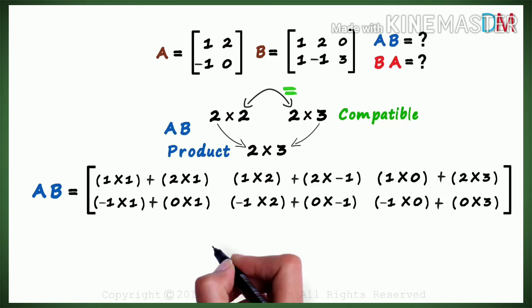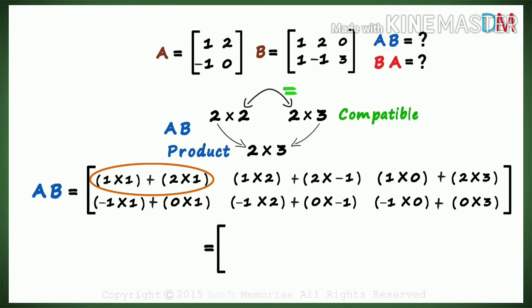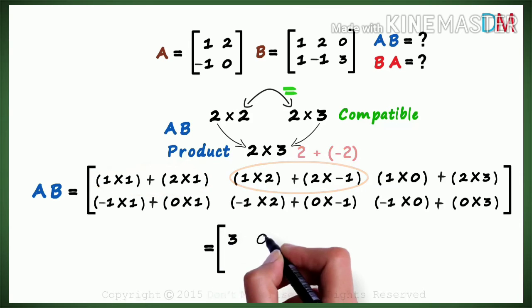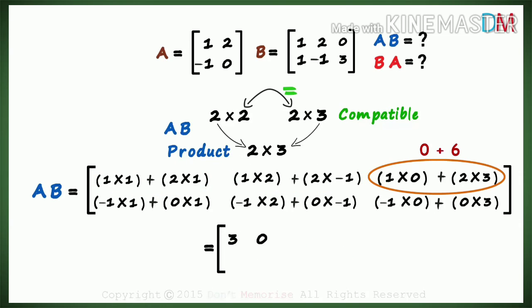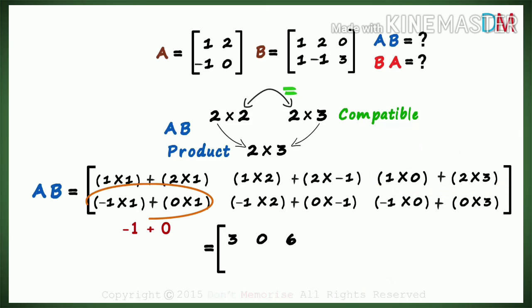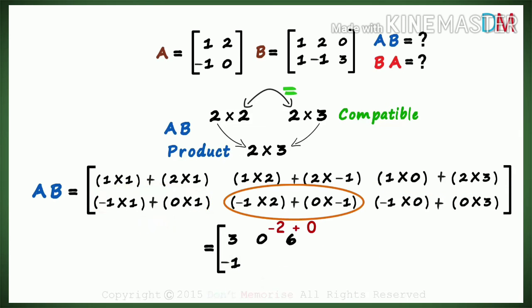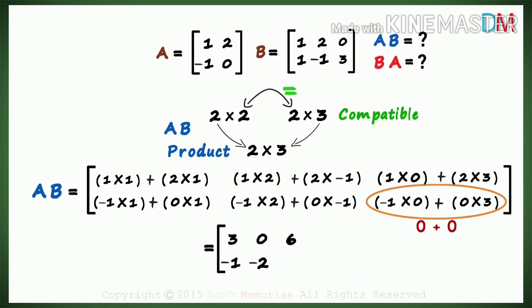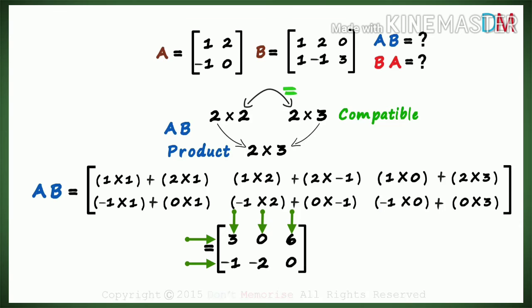Let's see what we get as the product. This will be 1 plus 2, 3. 2 plus -2 will be 0. 0 plus 6 will equal 6. -1 plus 0 will equal -1. -2 plus 0 will equal -2. And 0 plus 0 will equal 0. 2 rows, 3 columns. The order is 2 by 3, the first and the fourth number.